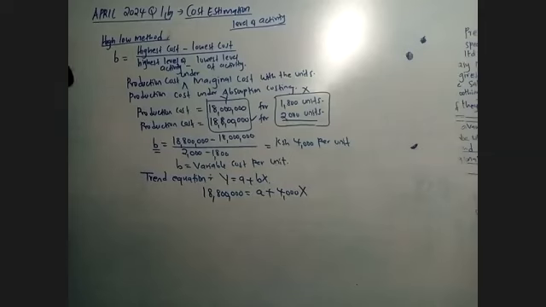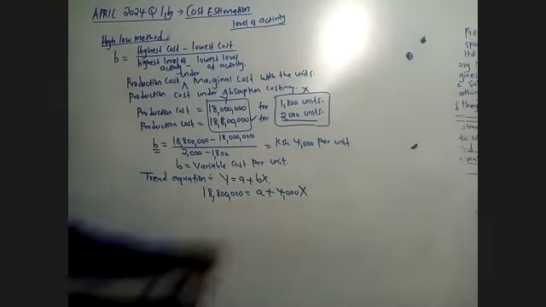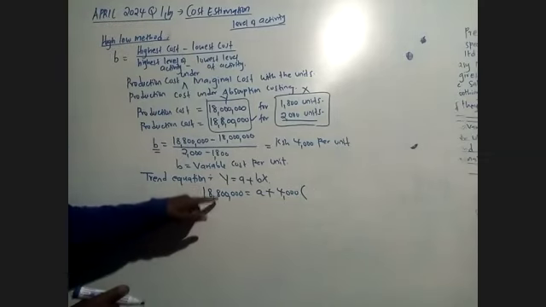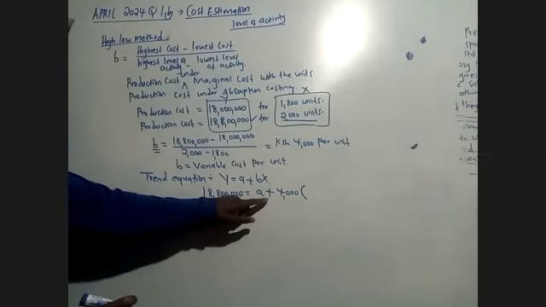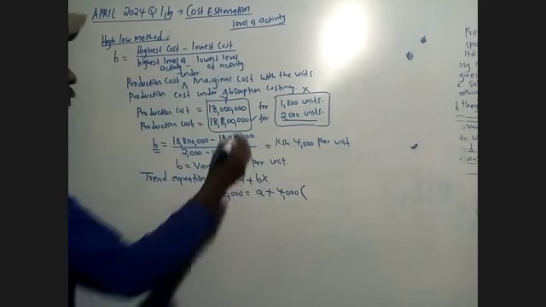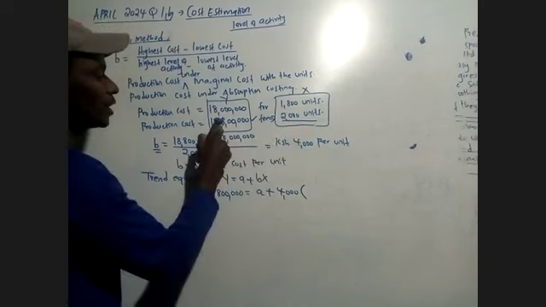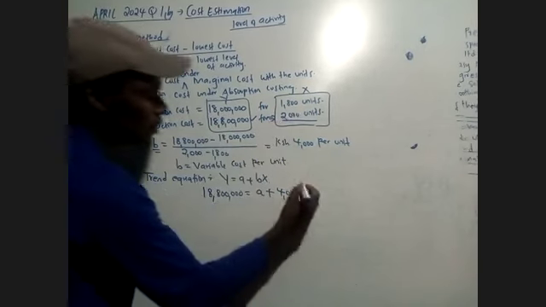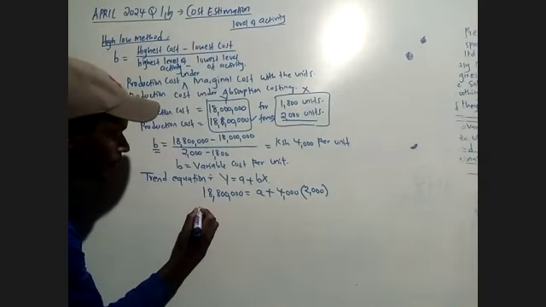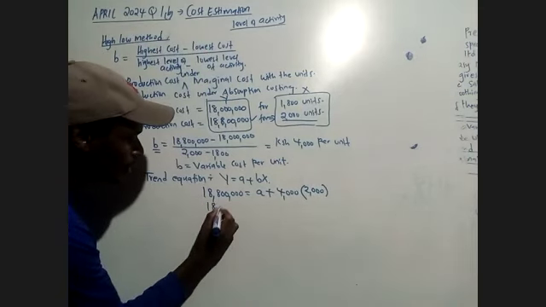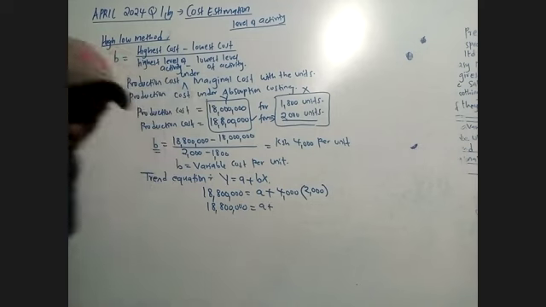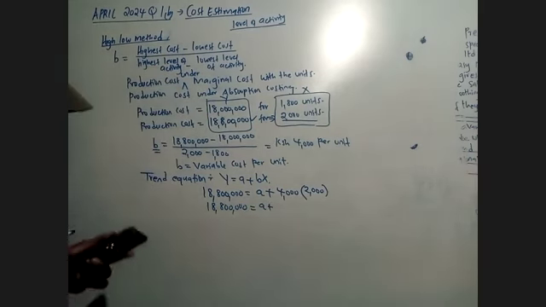We know x. We need to find A. So if y is 18,800,000, we don't know A, plus B, we know B is 4,000, and we know x is 2,000 for 18,800. So find B, find A. 18,800 is equal to A plus 4,000 times 2,000.